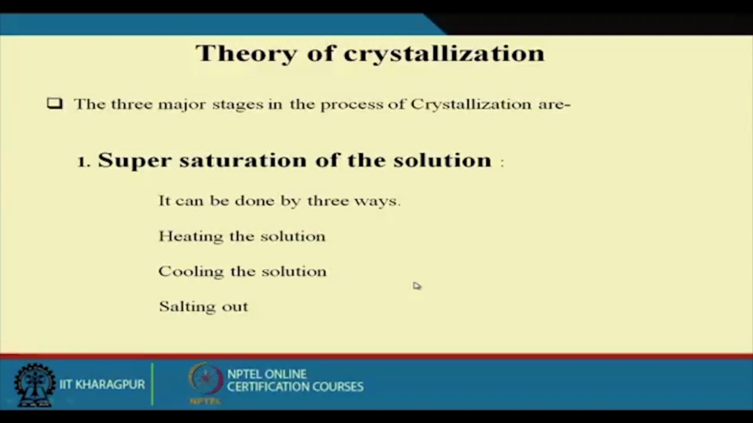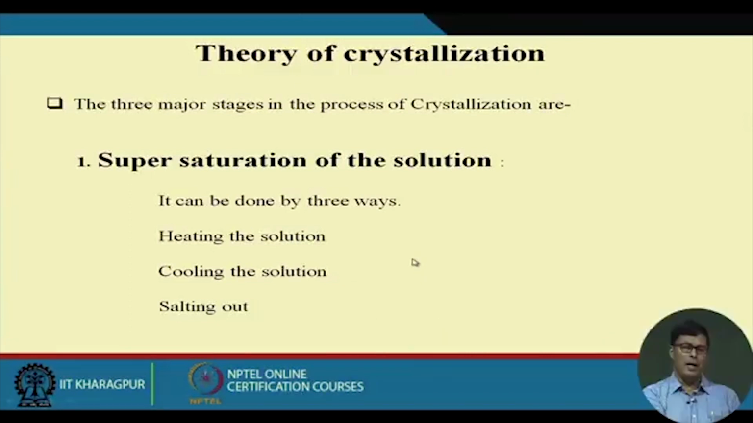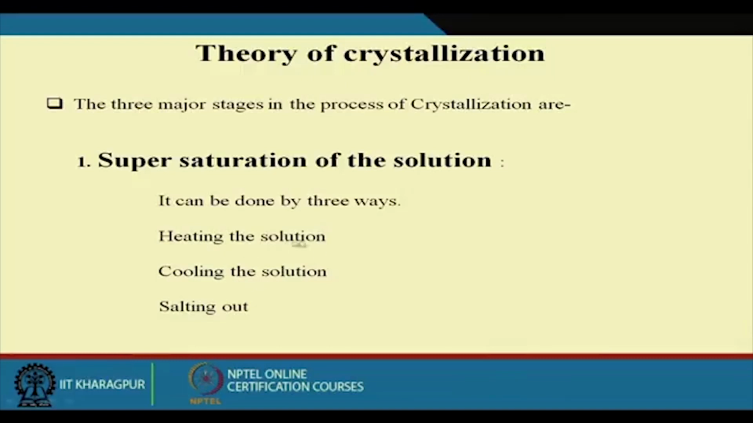Now, the theory of crystallization is very interesting: how crystal formation takes place. First we have to make supersaturation, because if it is under saturation, then crystallization will not take place. If it is supersaturated, then and only then crystallization will take place. It can be done in three ways: heating the solution, cooling the solution, and salting out.